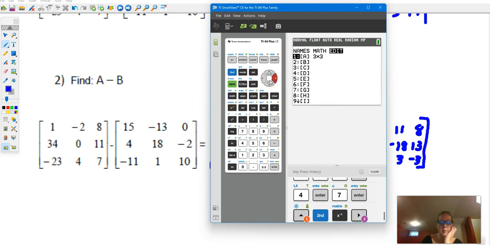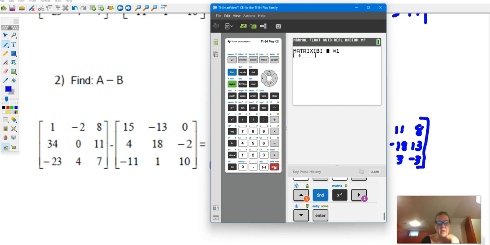we're going to go edit, and we're going to edit matrix B, and we're going to put in these numbers that represent a matrix B there. It's, again, another 3 by 3 matrix. Oops. Clear. 3 by 3 matrix. Press enter.